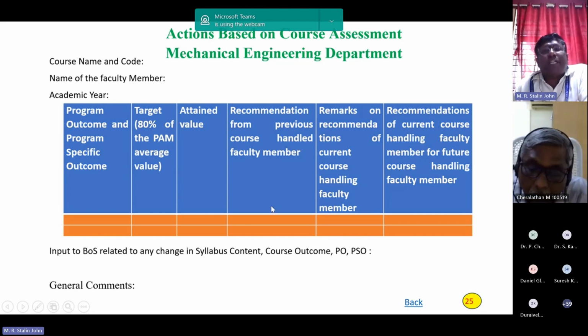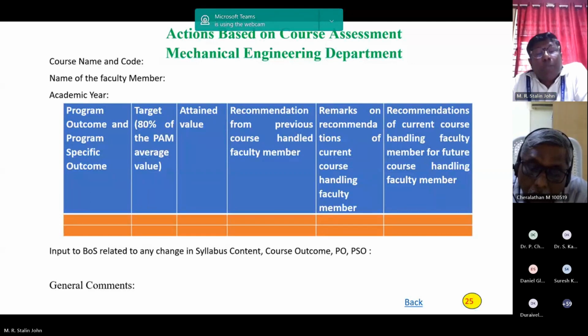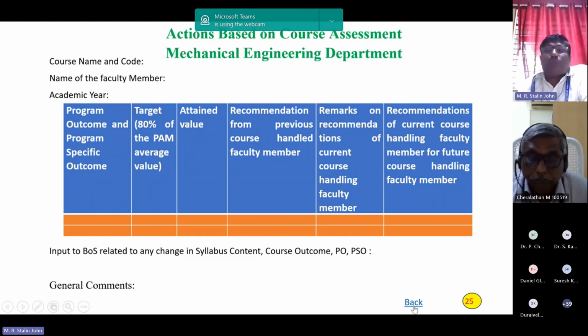So this form is updated now. Those who are preparing the course file for this semester, we have already incorporated it in the Excel sheet. So you can update it in a meaningful way, so that the next course handling faculty will take your input and process it further.